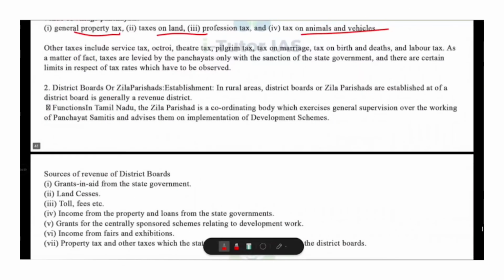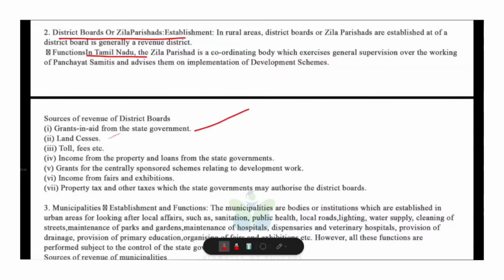Then district board or Zilla Parishad. These work at the district level, that is at the rural level. So the jurisdiction is one revenue district, and what are the functions? Okay, let's take Tamil Nadu as an example. The Zilla Parishad supervises all Panchayat Samitis. It ensures development schemes are implemented properly, and it acts like the head office of rural development. And what are the sources of revenue? Grants from the state government, land cess, toll fees, income from fairs and exhibitions, loans from the state, grants for central schemes, and also property tax if authorized.